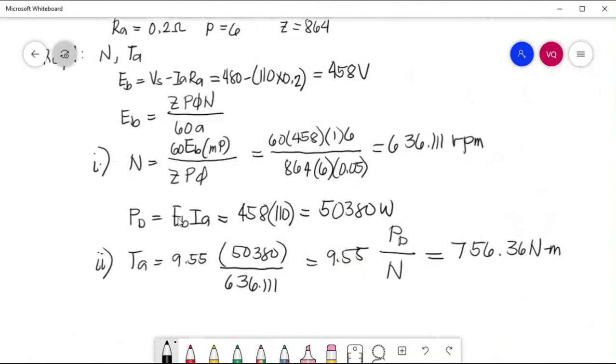Power developed in the armature is equal to the back EMF multiplied by the armature current, that is equal to 50,380 watts. Solving now the armature torque, that is equal to 9.55 times power developed divided by speed, that is equal to 756.36 Newton meter.